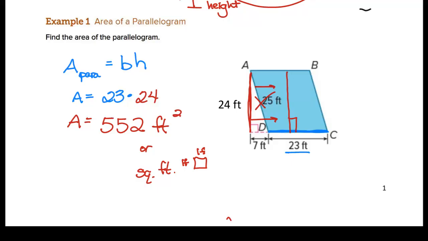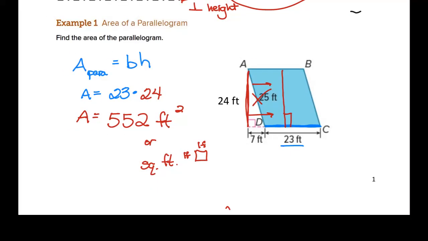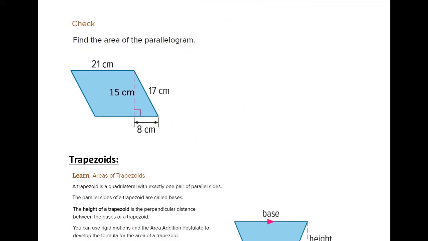Base times height. All right, let's go to the next one at the top of the next page. Check, check. Find the area of the parallelogram. Always start with the formula. Area of a parallelogram equals base times height.